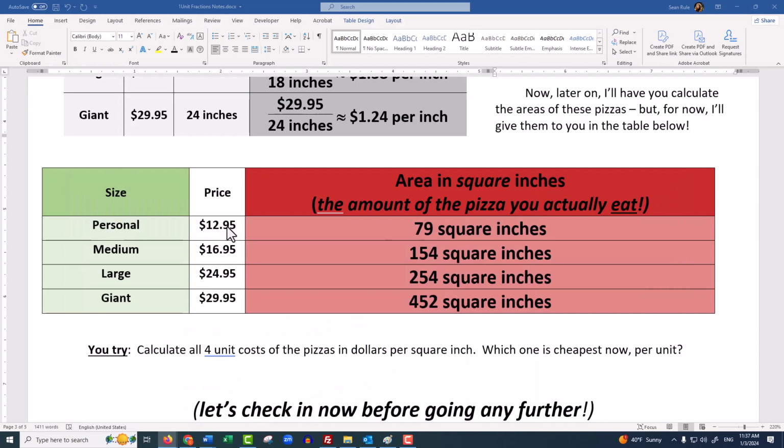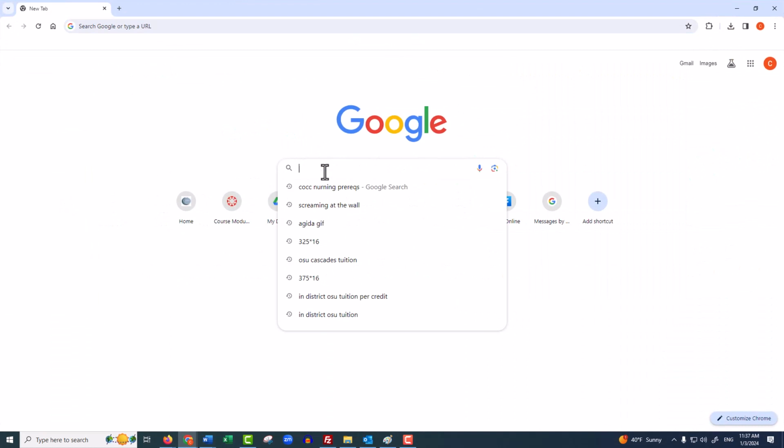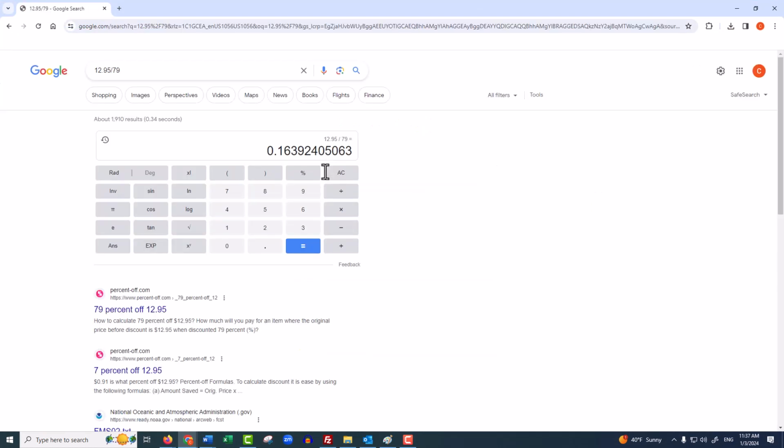Simply, I know I have to do $12.95 divided by 79 square inches. So I'm going to do $12.95 divided by 79. I managed to lose my window somehow, so I'll just open another one. All right, so I'm going to do $12.95 divided by 79, and I get the number 0.1639.